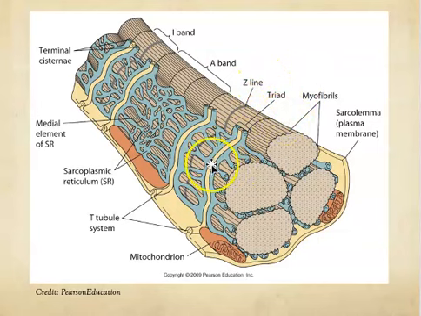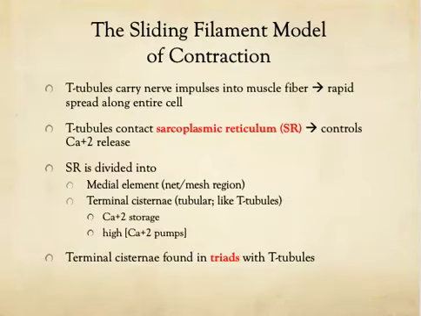These three things are going to come in contact with each other. They're going to work together. And all these triads are going to function at the same time, essentially, to let this entire muscle fiber contract along its length. Now, how is that achieved?